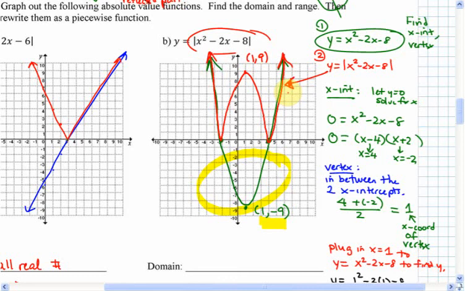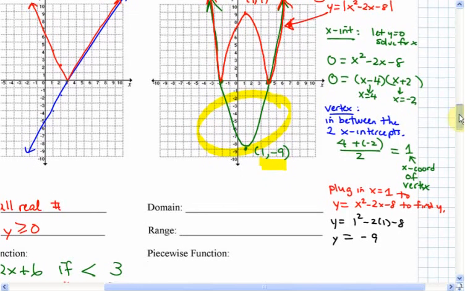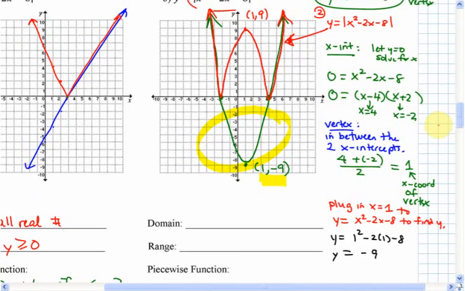Get it? Intriguing. Okay. Now, before we finish, we still need domain, range, and piecewise function. Domain, really quickly. All real numbers. Yes, all real numbers. Range, quickly. All the numbers? No, it's not all real numbers. Greater, not just greater than 0. Yes, greater or equal to 0.